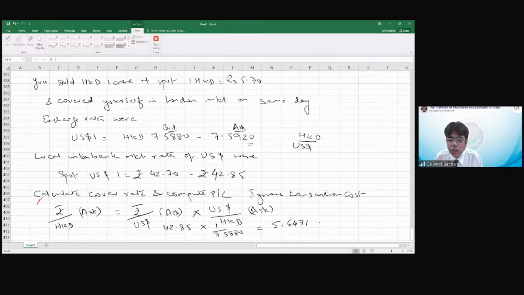This is called the cover rate. What is the meaning of cover rate? When you have done a particular transaction, you need to take an opposite position, right? So that you are able to cover your earlier transaction. Because you have sold HKD 1 crore, I do not have 1 crore HKD. I have sold it to him, but I do not have it. So how will I deliver that 1 crore HKD? For that, I will go to the market and buy it. So what is the rate at which I am going to cover this transaction? That is called the cover rate.